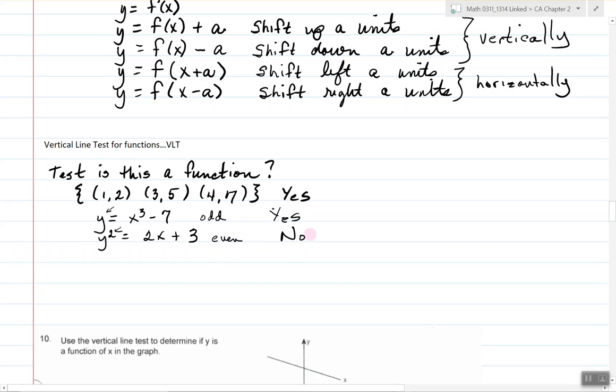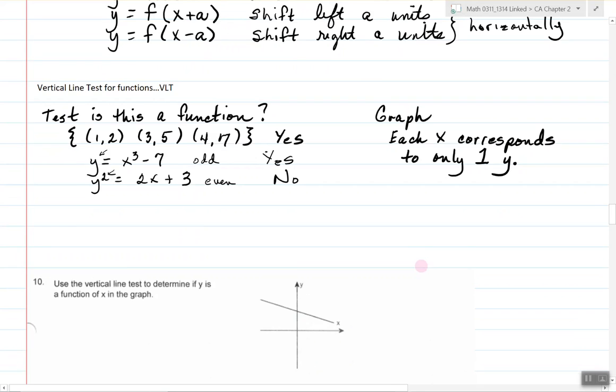Now, we've looked at a relation with ordered pairs and determined if it was a function. We've looked at relations in equation form to determine if they're functions. Now we're going to test a graph. Now let me remind you of the definition of a function. Each x corresponds to only one y.